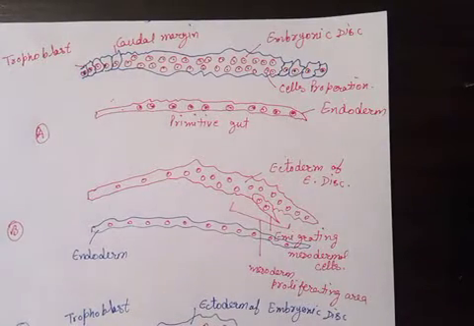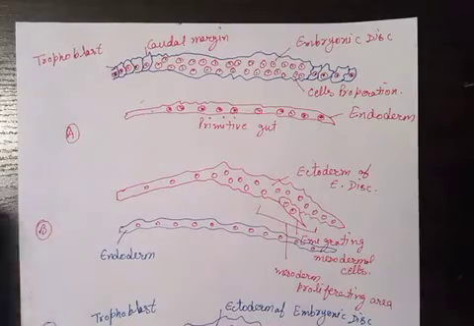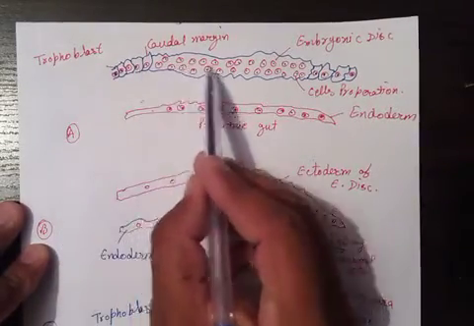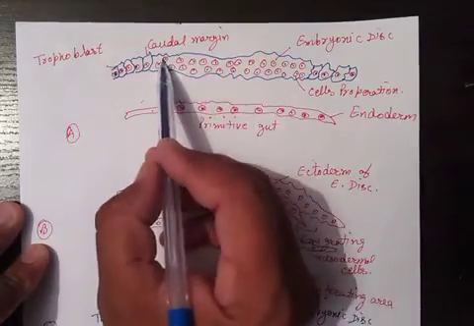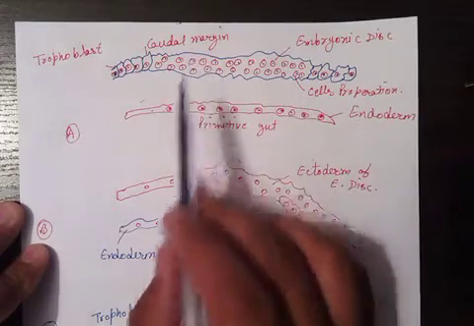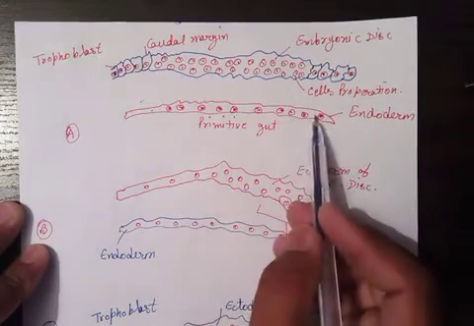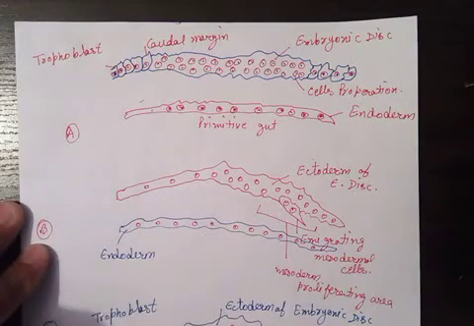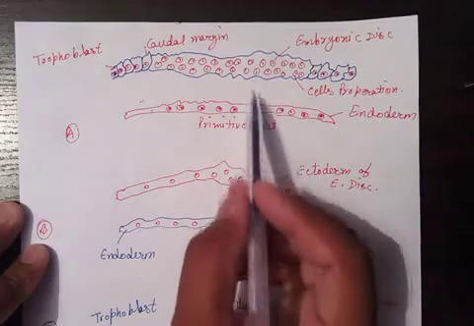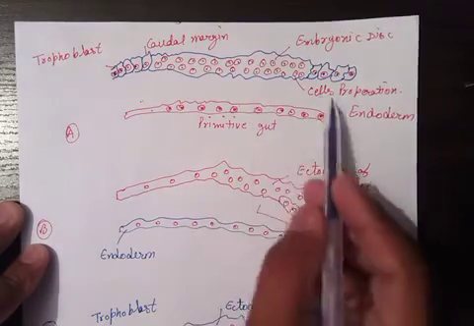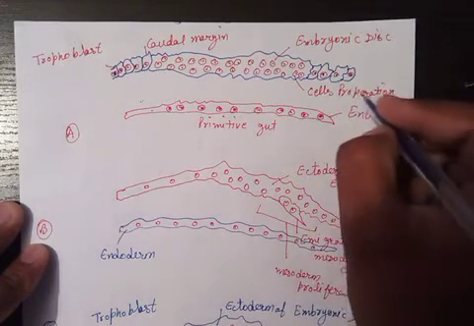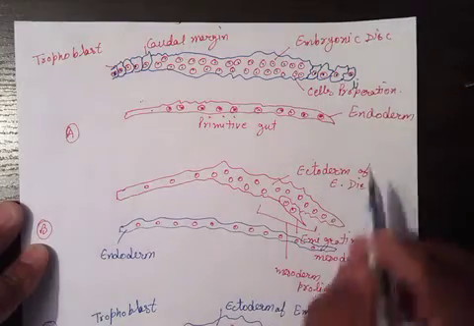This is the diagrammatic presentation of the formation of mesoderm. These cells are of the trophoblast, and this is the embryonic disc with the caudal margin. This is the endoderm, which forms first. Between these two layers, the cells start to proliferate. Proliferation is started.